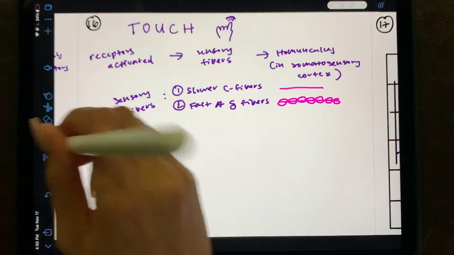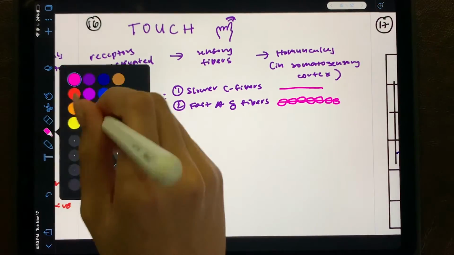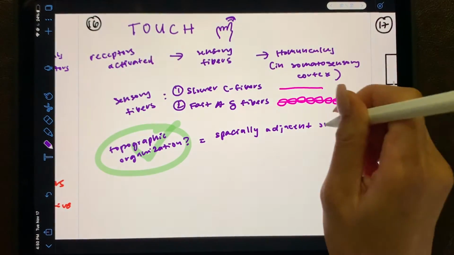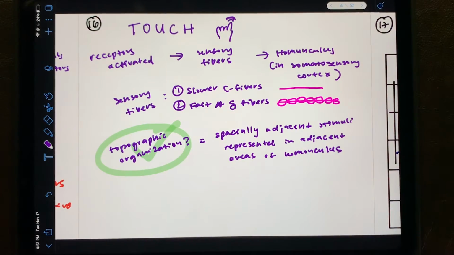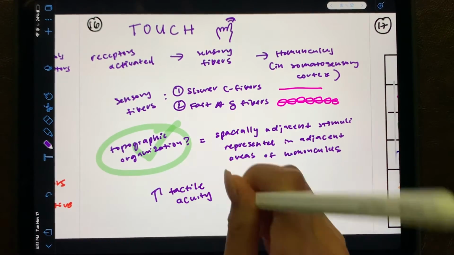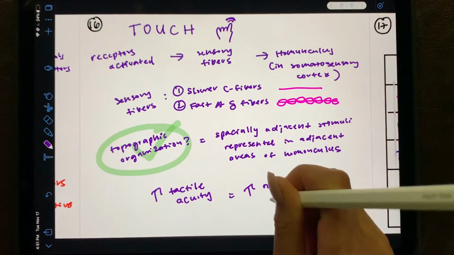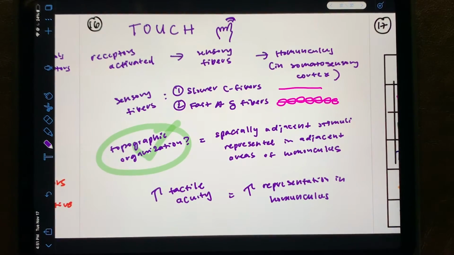The homunculus, like the visual and auditory system, is an example of topographic organization, where spatially adjacent stimuli on sensory receptor surfaces are represented in adjacent areas of the homunculus. However, the representation of these body parts and receptors is proportional to their tactile acuity. The higher the tactile acuity, the more largely it is represented in the homunculus.